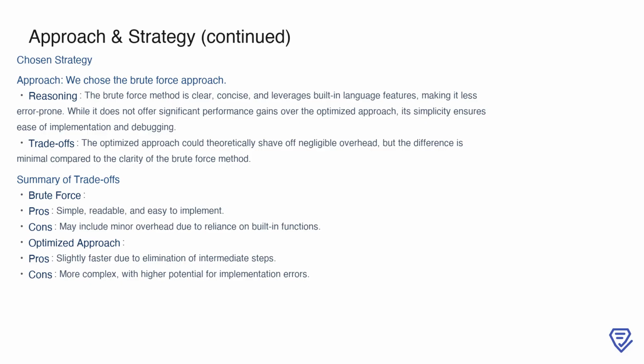The trade-offs are straightforward. The brute force method is easy to read and implement but may involve minor overhead from built-in functions. Conversely, the optimized approach is marginally faster but introduces additional complexity. Ultimately, the simplicity of the brute force solution makes it a better option for this problem, as it strikes a balance between efficiency and ease of use.